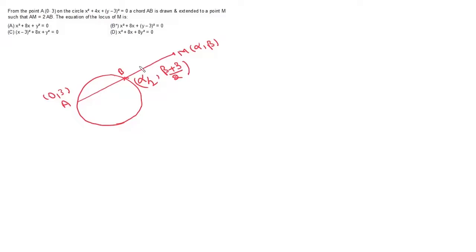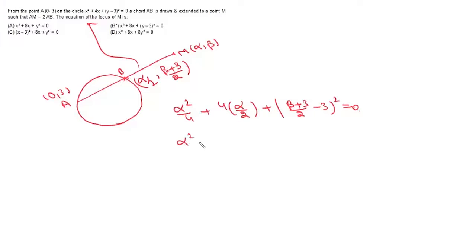Now this point B will lie on this circle. So we'll put the value of x and y. So it will be alpha square by 4 plus 4 alpha by 2 plus y minus 3, so it will be (beta plus 3) by 2 minus 3 whole square, equal to 0. Now this is alpha square plus 8 alpha plus (beta minus 3) whole square equals 0. So this equation will be x square plus 8x plus (y minus 3) whole square equal to 0, and that's your option B.